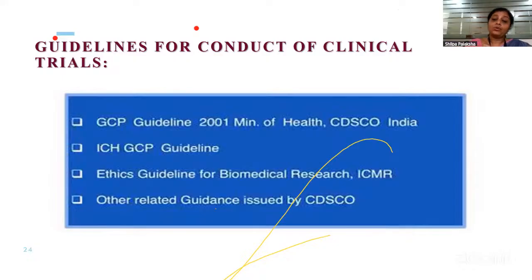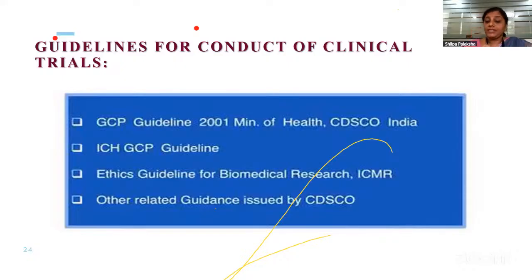GCP is good clinical practice. It tells you how the clinical trial should be conducted, how to select a site when you are conducting a clinical trial, and how to select an investigator. Investigators are usually physicians, that is doctors or consultants, who are experts in that particular area of treatment. It covers how to check their qualification, how to shortlist them, what other requirements to check for the investigator or the site, and how to prepare the documentation and set the process.